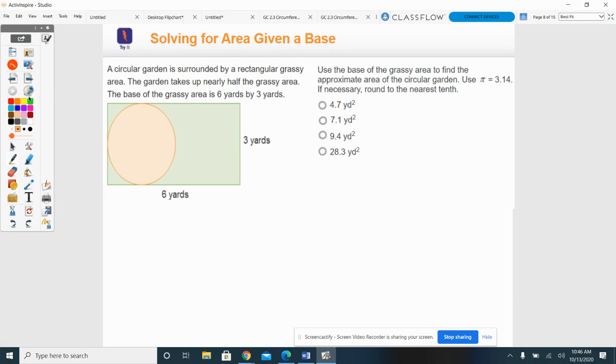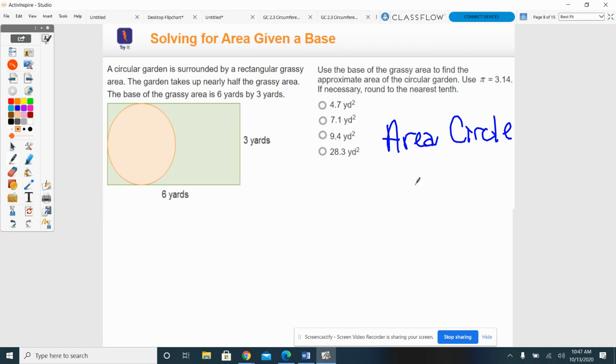Let's look at another one of those. This time you have a circular garden and there's a rectangular grassy area. The garden takes up nearly half, if you can tell. The base of the grassy area is 6 and the height is 3. We're going to try to find the area of the circle.